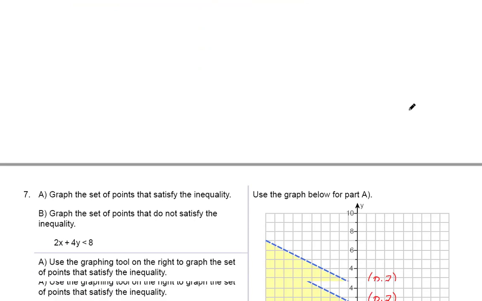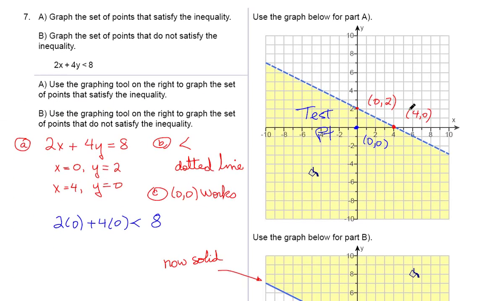Let's see. These are fun. Question 7. All right, so I want to graph this inequality. First thing I notice is it is an inequality without an equals. So it's going to be dotted. Okay, let's see.